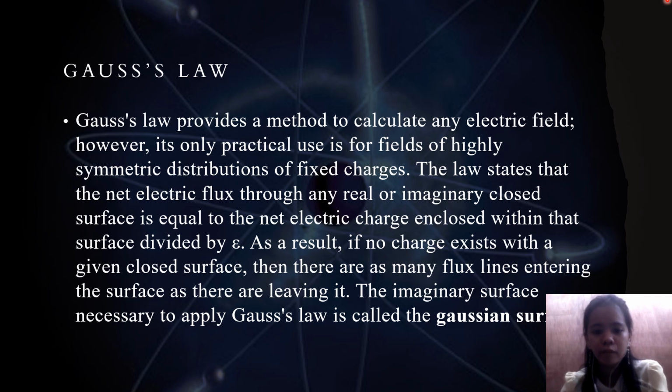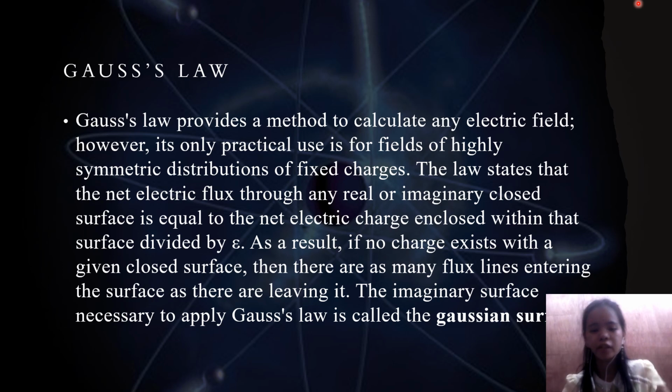Gauss's law provides a method to calculate any electric field. However, its only practical use is for fields of highly symmetrical distributions of fixed charges. The law states that the net electric flux through any real or imaginary closed surface is equal to the net electric charge within that surface divided by epsilon naught. As a result, if no charge exists within a given closed surface, there are as many flux lines entering the surface as there are leaving it.